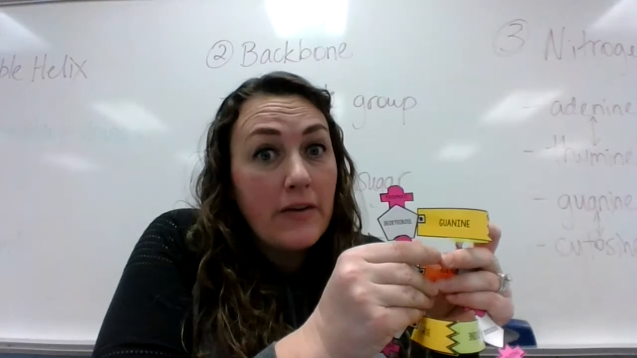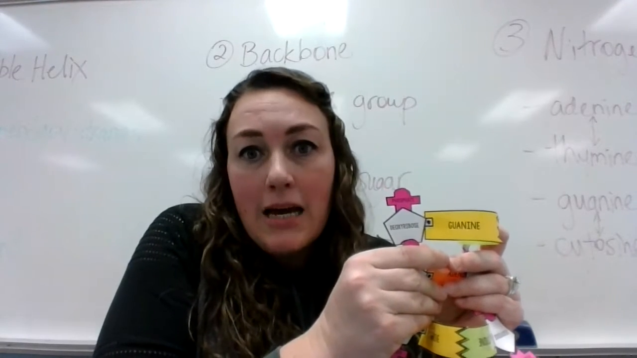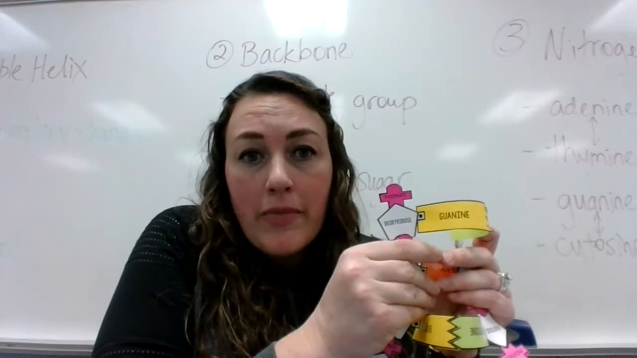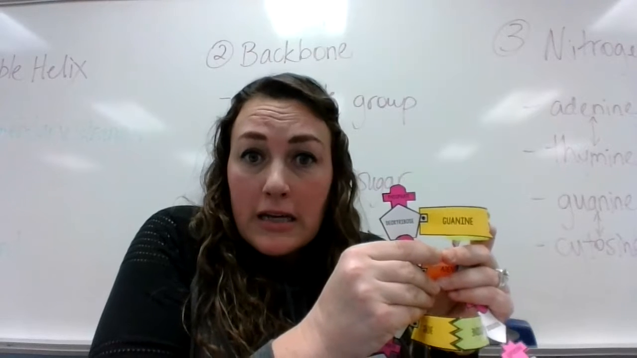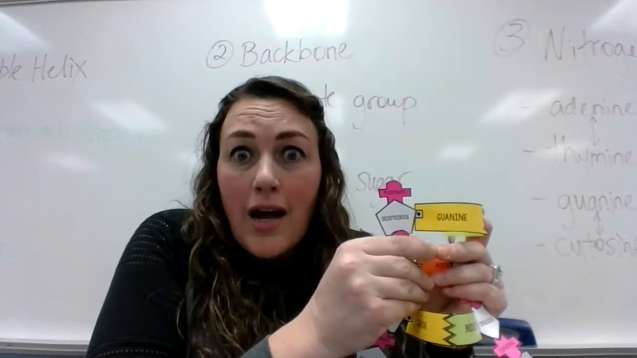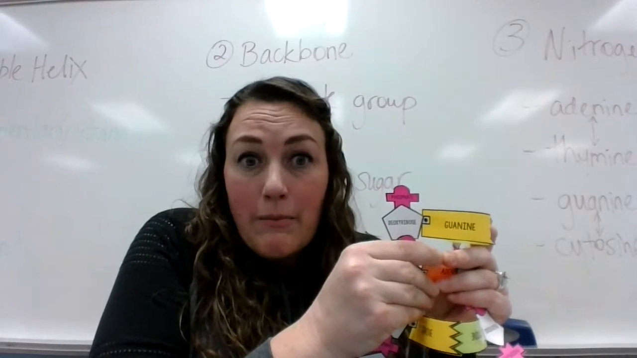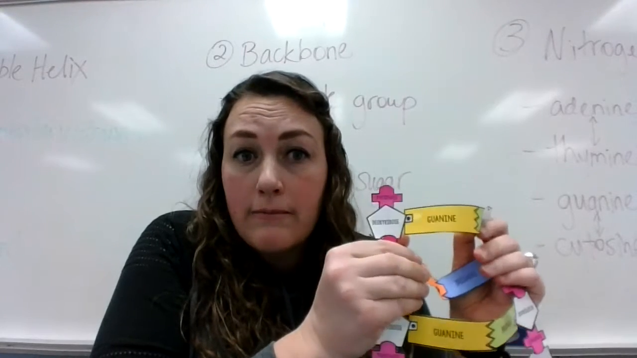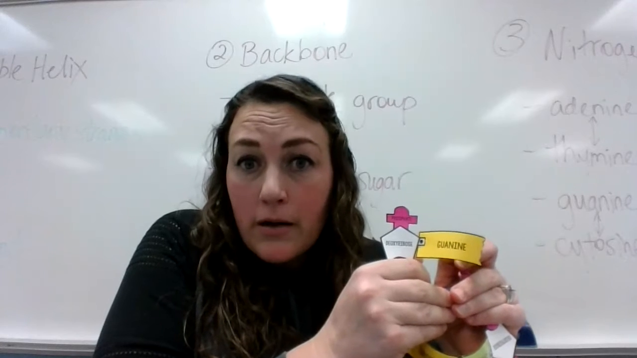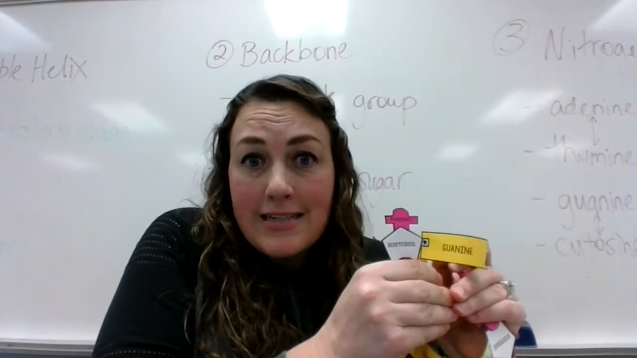Well, it's got a phosphate group, our lovely pink little molecule up there. It also has a deoxyribose sugar, okay? The phosphate and the deoxyribose sugar are the ones that incorporate in the backbone. And then we have our nitrogenous base, guanine, okay? So these are the three parts that make up a nucleotide.